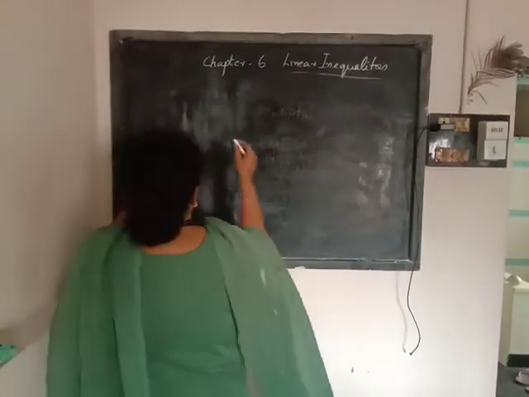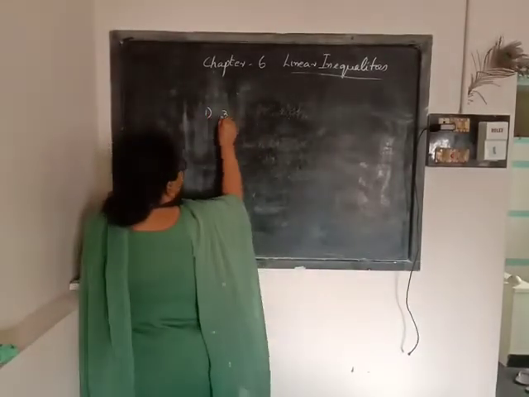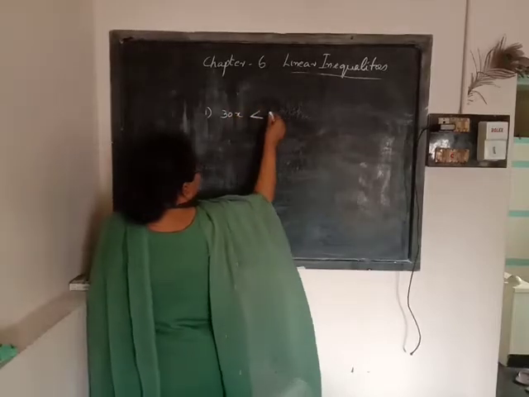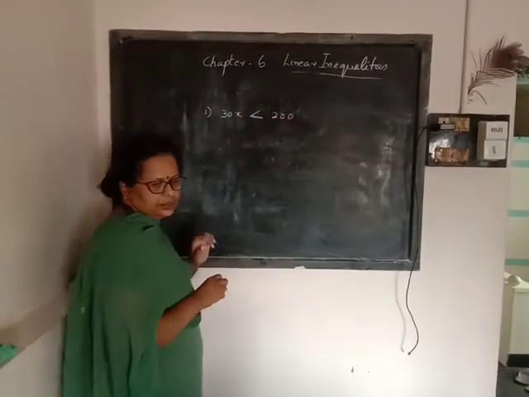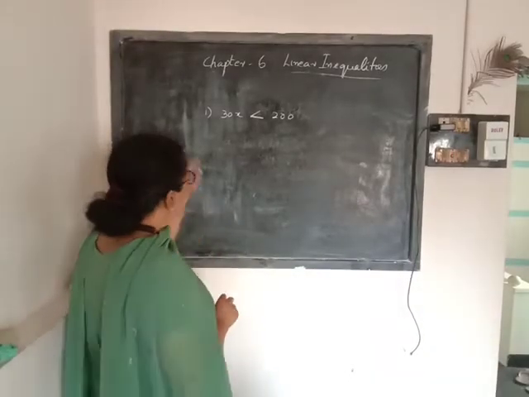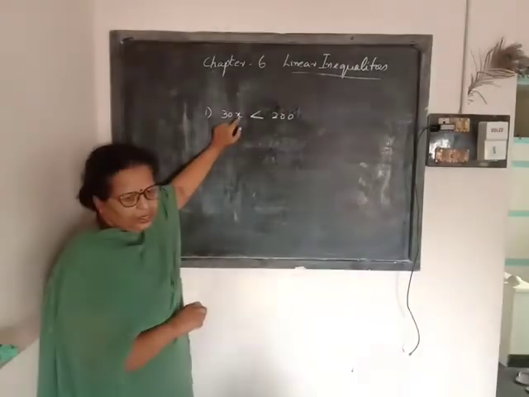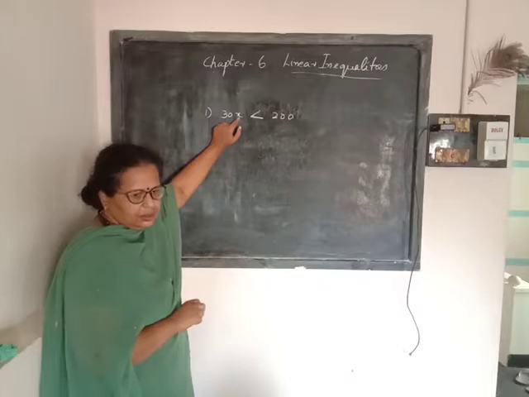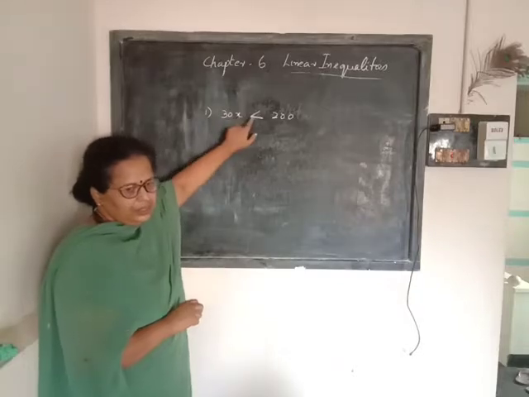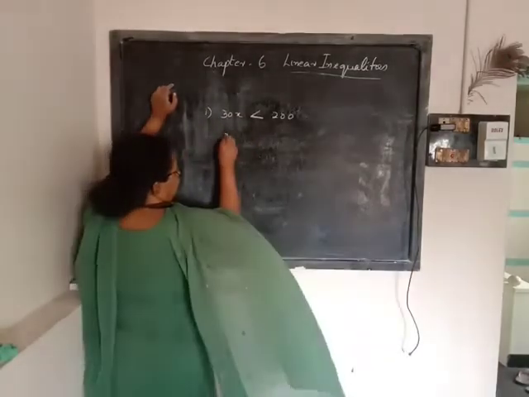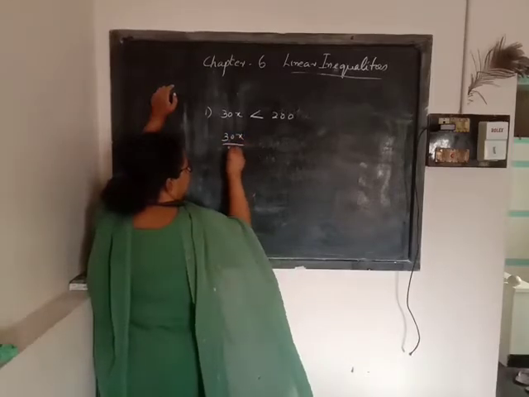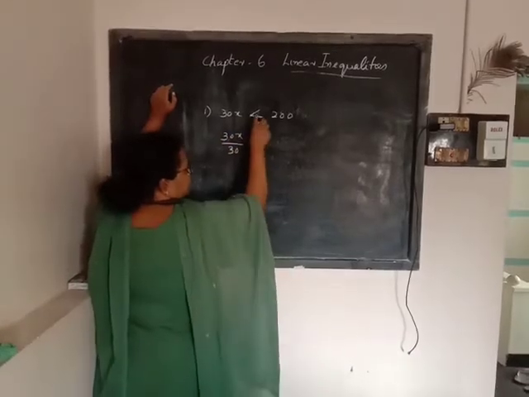First one, 30x less than 200. How to do this? How can we make x alone? Divide by 30. 30 is a positive number, so when we divide, the inequality will not change. It will remain the same. So I am going to divide both sides by 30.